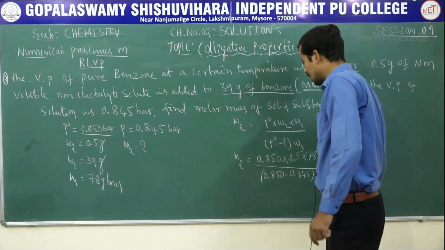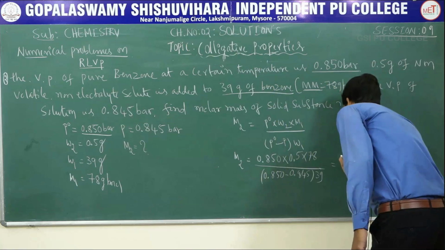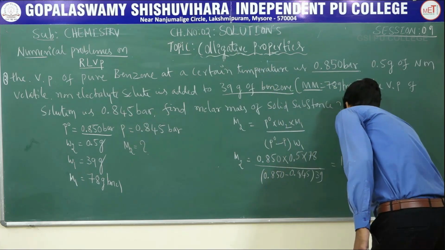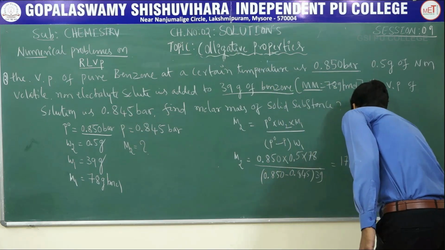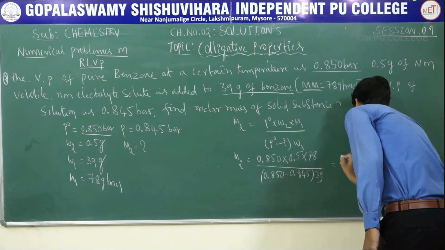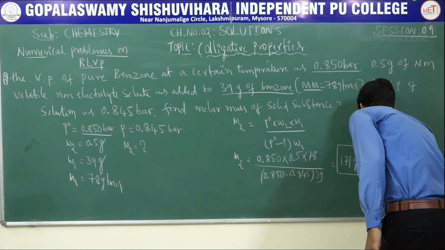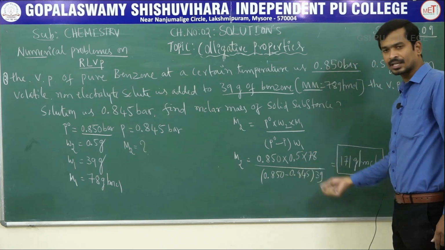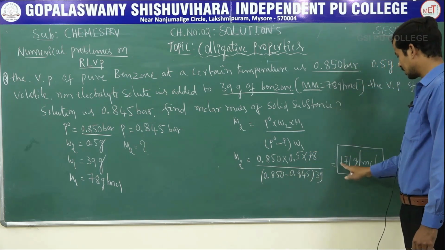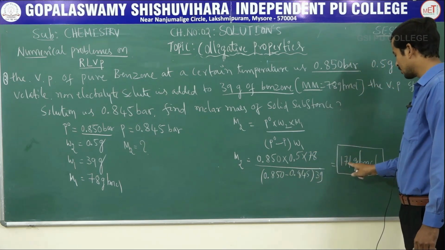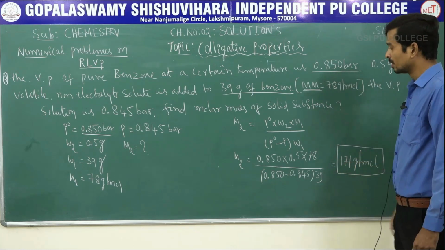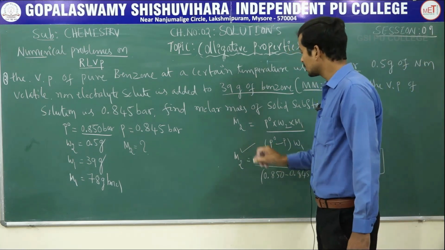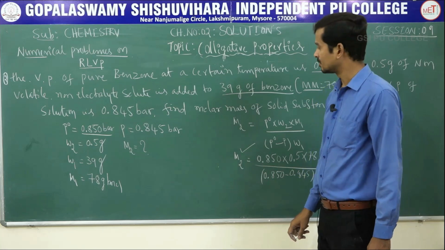This is equal to, we have to simplify. I have to simplify this separately. You have to simplify this one. You get 171 gram per mole. This is the molecular mass of a non-volatile solute.